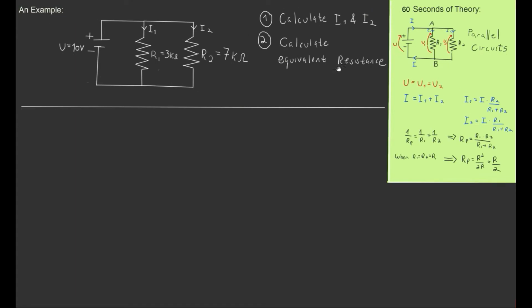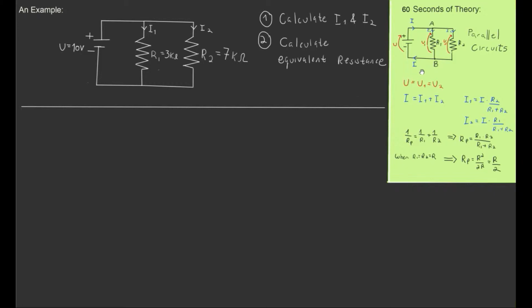Today we'll solve a simple exercise of a parallel circuit, and as always we'll start with a 60 seconds review of the theory and the formulas. So here you have a simple parallel circuit with two branches. These two branches are connected in parallel because they're both connected to the same points, to point A and B. And in this case, the two branches are connected in parallel to the voltage source itself.